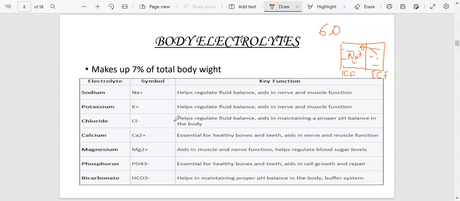So we also have the chloride ions, which also help regulate fluid balance. They also help in maintaining a proper pH, right? You know that in our bodies we have a lot of enzymes, and each enzyme has its own specific pH that it works well at. So to make sure that the pH does not change significantly, you have all these ions, chloride ions, that are going to maintain a proper pH balance in the body.